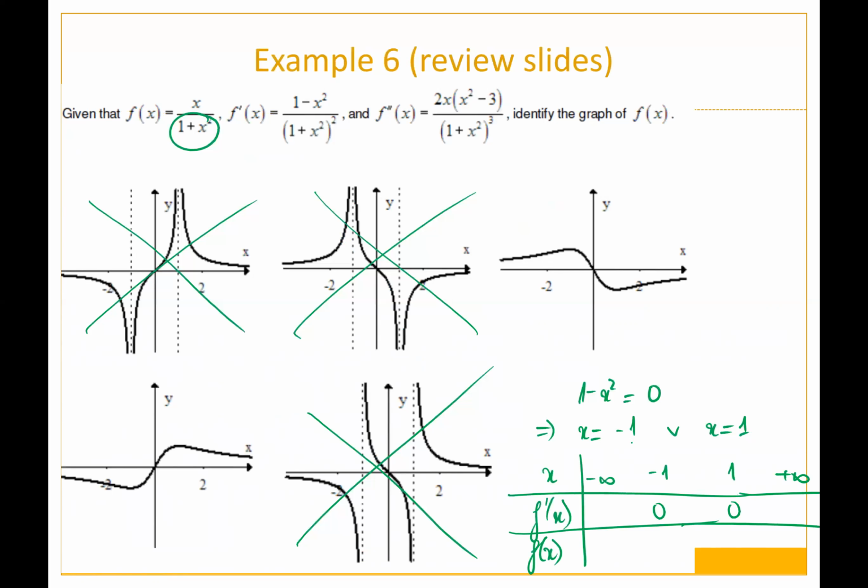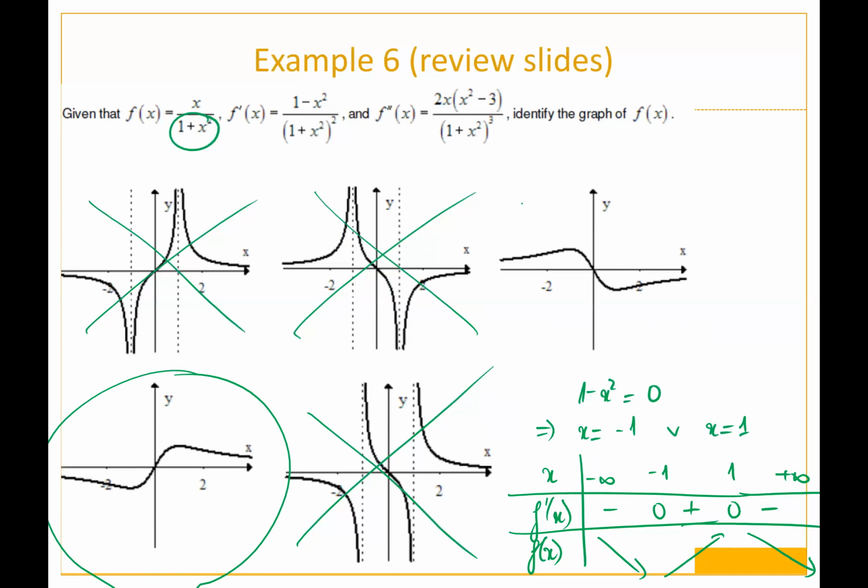The sign of the entire fraction, as I said, only depends on the numerator, which is 1 minus x squared. If you plug in some numbers, you notice it's negative, positive, and negative. So the function is going to decrease, then increase, and then decrease. Which graph gives us that? It's going to be this one.